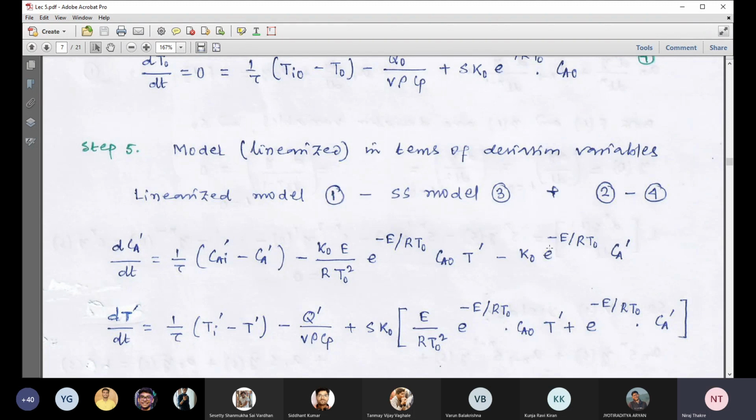30001, Abhishek Kumar. Yes, sir. What is your status? I am currently calculating the deviation variables. Okay, carry on.